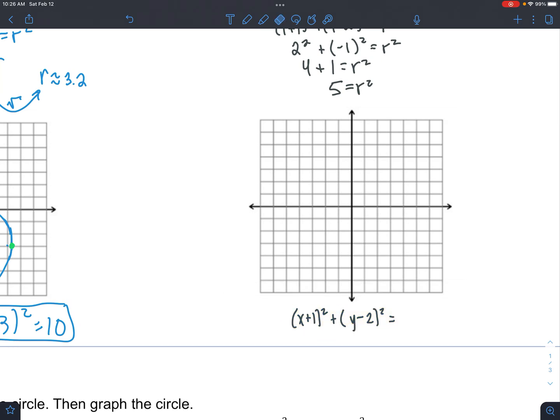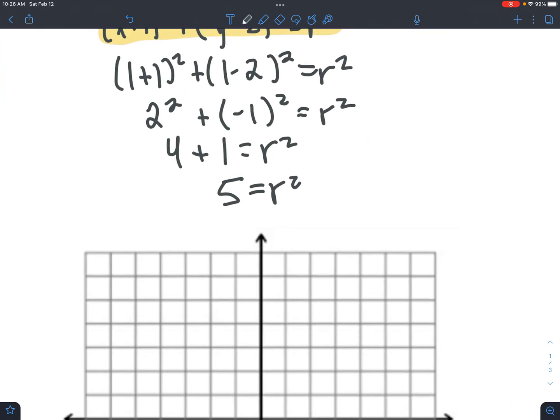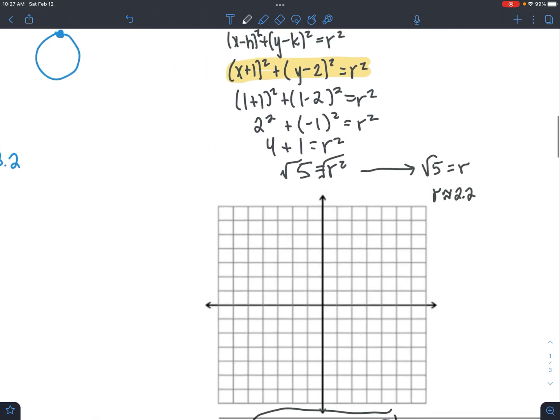So the answer is, take this, copy it, paste it down here, and we know r squared. It is 5. The radius is not 5. R squared is 5. And if we do want to find the radius, we have to square root both sides. And we take the positive part. There is no negative radius. Like negative square root 5 is actually part of the solution, but we don't do negatives in geometry, pretty much, when we're in the plane. So I believe this is about 2.2.